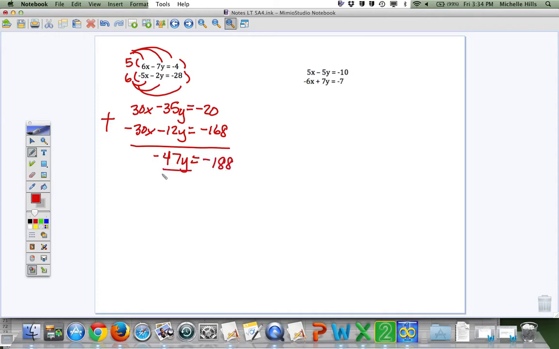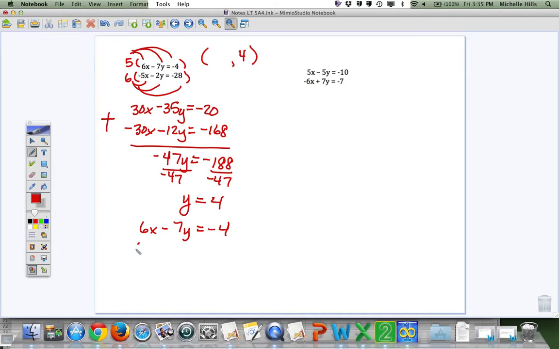I would divide by negative 47 to solve for y, so divide the other side by negative 47, and y is going to equal positive 4. Don't forget to write your answer as an ordered pair. To solve for the other variable, I'm going to copy my first equation. 6x minus 7y equals negative 4 down.